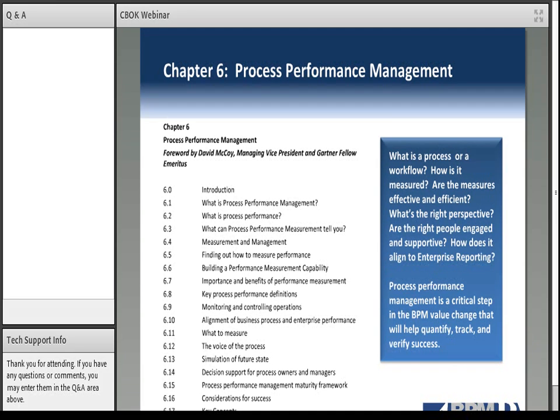So as I mentioned when I started, process performance management is a critical step in the life cycle around BPM. It's absolutely a critical factor because it quantifies, tracks, and verifies what you're doing, your ability to achieve goals, and your ability to be successful. So I was very excited to work with Dan and others to package this chapter and put our knowledge into it. It was a very exciting experience.